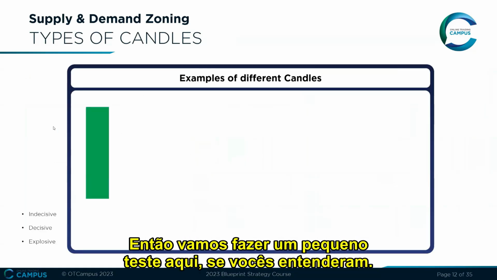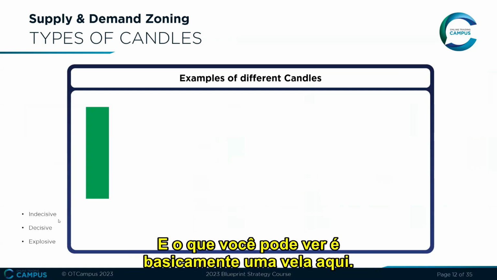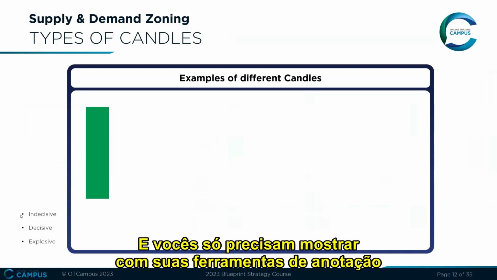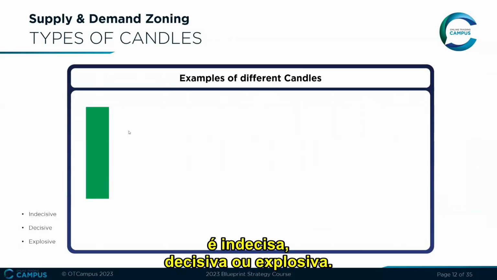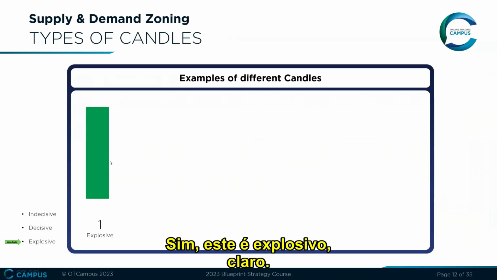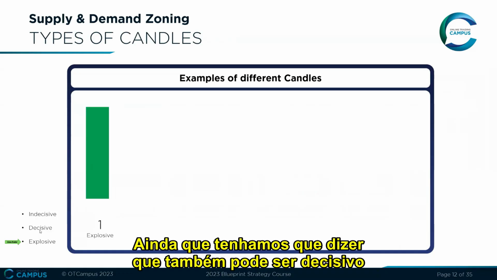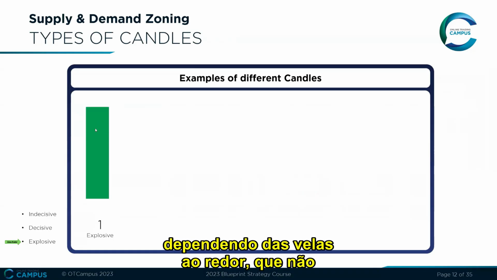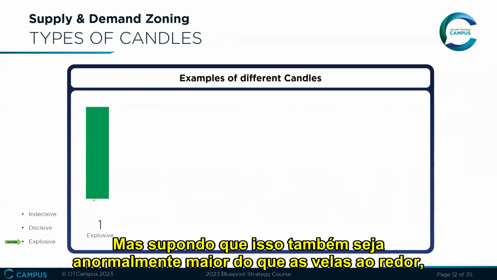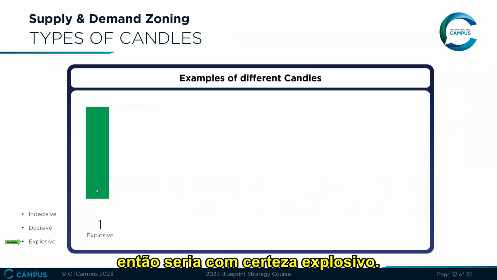So let's make a little bit of a test here, to see if you guys understand. What you can see is basically a candle right here. And you guys just need to show with your annotate tools whether the candle that you're seeing right now is indecisive, decisive, or explosive. Yes, this one is explosive, of course. Even though we would have to say it could also be decisive or indecisive, depending on the surrounding candles, which we don't see as of now, right? But assuming this is also abnormally bigger than the surrounding candles, then it would be for sure explosive.